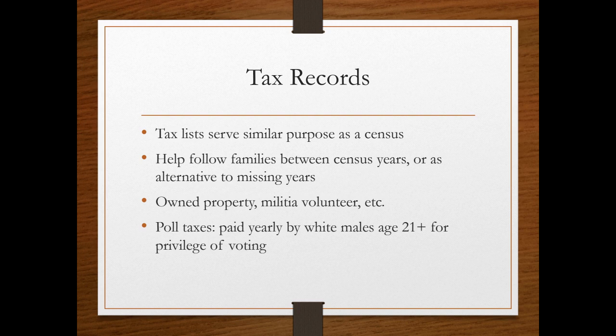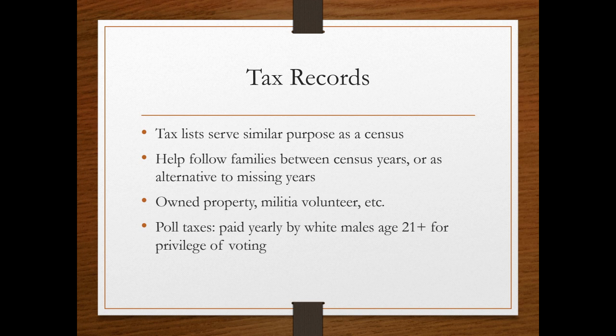Okay, and then moving on, there's going to be the tax records. Tax records are things like the tax lists. These are usually actually great for researchers, and they're very similar to the census with the same kinds of information, because it usually lists the name of the person paying the taxes, how much property they owned, and things like that.